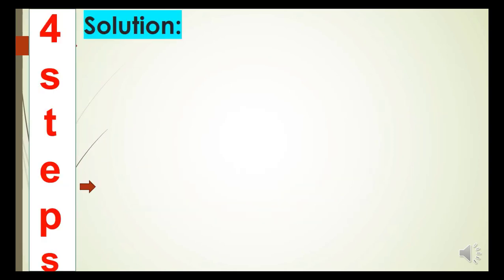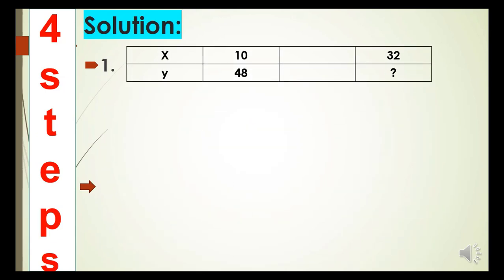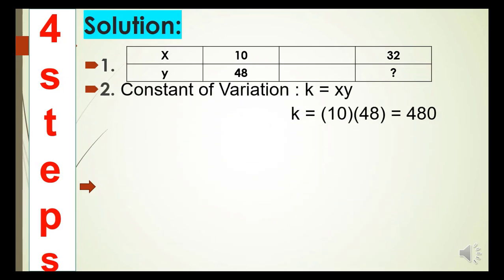For our solution, we're going to use the 4 steps. Step number 1, table for the given. y is equal to 48, x is 10. What is y when x is 32? Step number 2, constant of variation. k is equal to x times y. So assign the first part of the given to the equation. 10 for x, 48 for y, or just simply multiply them. 10 times 48 is equal to 480. That's the value of k, our constant of variation.